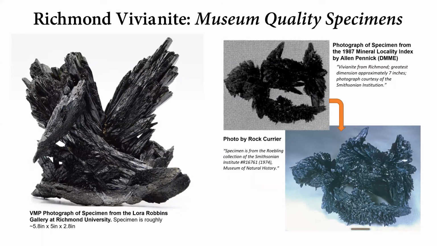And then second here, we have a specimen that was photographed and put into the 1987 Mineral Locality Index with Alan Pinnock, which for Virginia mineral collectors, besides R.V. Dietrich's 1990 book, is another great resource for collectors. And in this article, there was a publication of a Vivianite specimen, and here you can see it's roughly around 7 inches, I guess, in length. And this was a photograph at the time by the Smithsonian Institute.